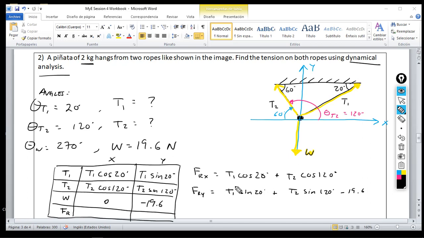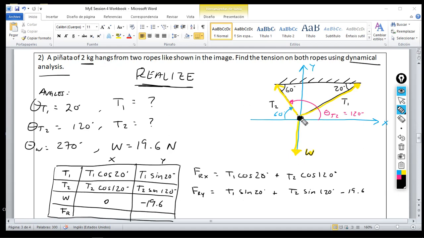Okay, you have to pay attention to what I'm going to say to you. This is the whole crux of this problem. The whole idea behind this problem is realizing something very important. For this particular piñata, the resultant force applied on it is zero, guys. Why do I say that? Because it's not moving, it's static, it's just hanging.